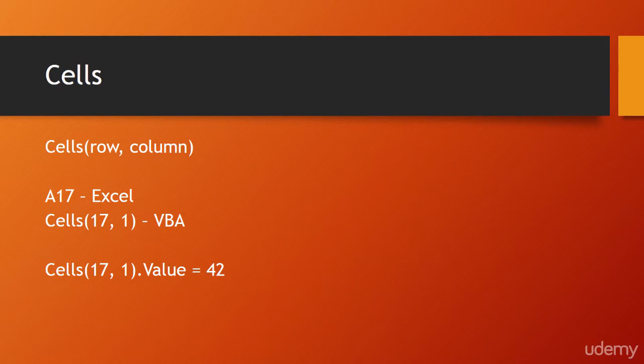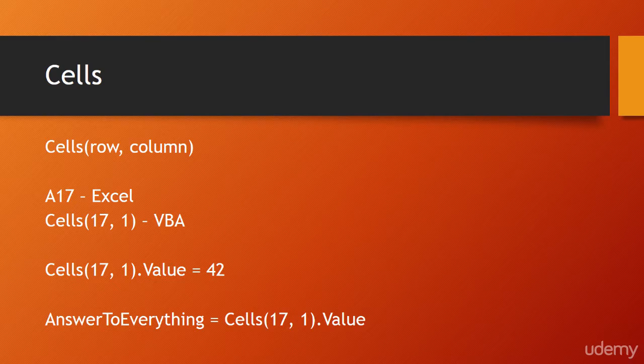Okay, so now imagine that I'm looking at my worksheet and in A17 there's a number there like 42. If I wanted to assign whatever value is inside of A17 to a variable, that would look like this. Here I have cells 17, comma 1 dot value being assigned to the answer to everything.